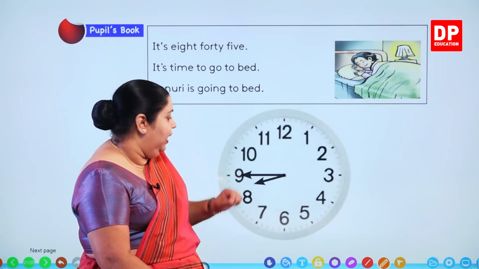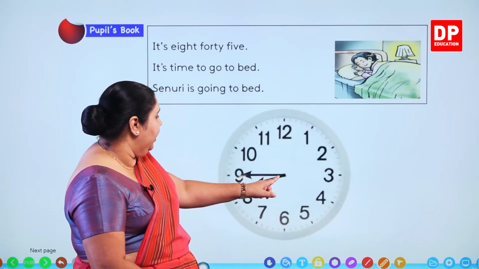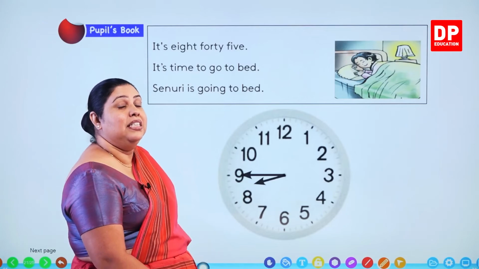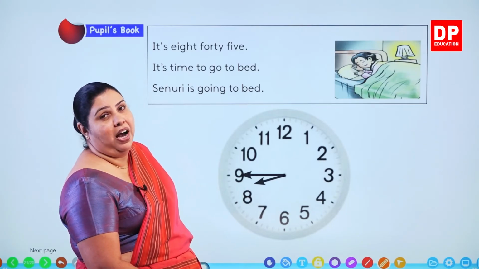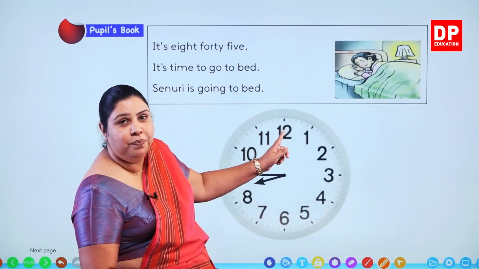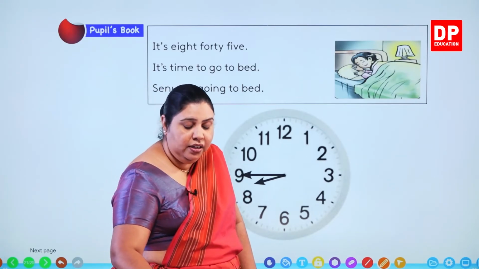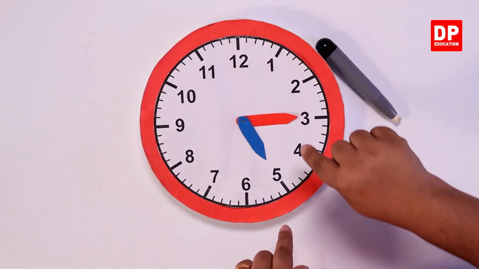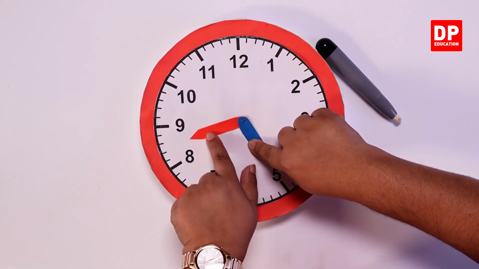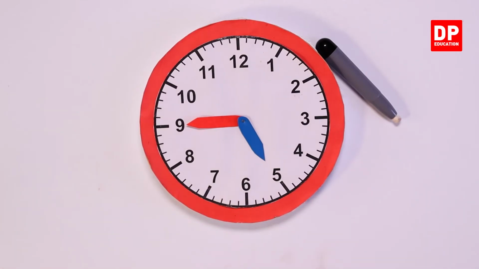Look at the clock. 8:45. Where is the long hand? The long hand is in number 9, which tells us that it is 45 minutes past. And I told you there is another way where we can say 1:45. Okay? But we say 8:45. Now, in our clock, let's see, we'll take our long hand to 45 minutes. Oh, it has to come to number 9 and now it is 45 minutes.